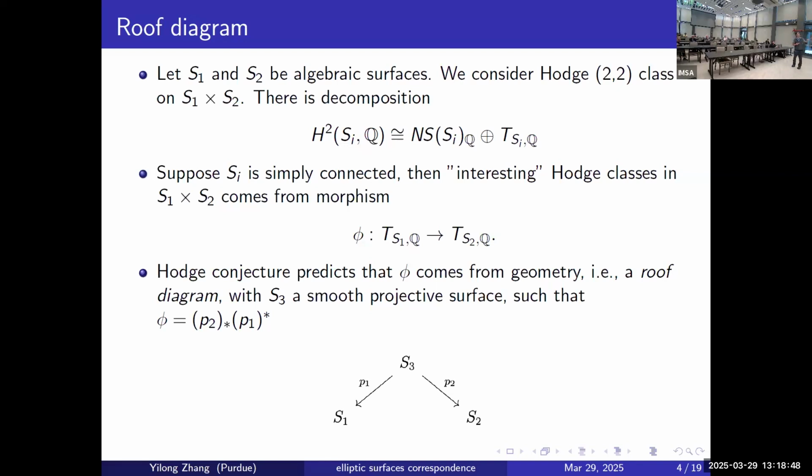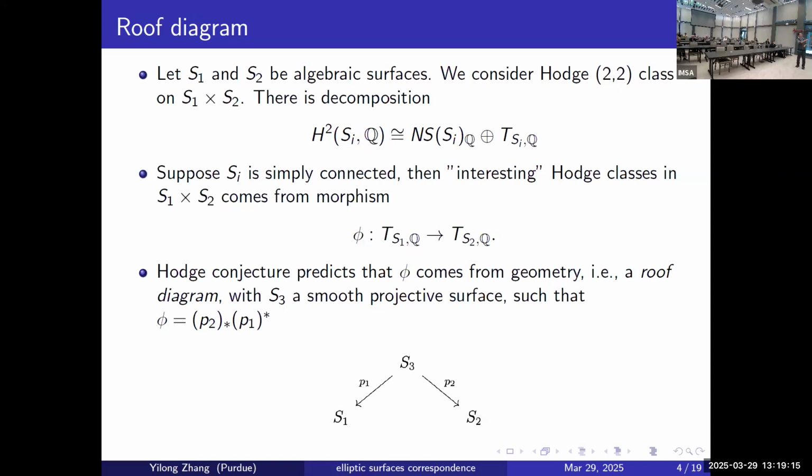In the sense of what I call a roof diagram, and this looks like a roof. It means that you have a new surface on the top, and it's going to dominate the two sides. And when you consider pullback and pushforward on transcendental Hodge structures, you actually get the original map.